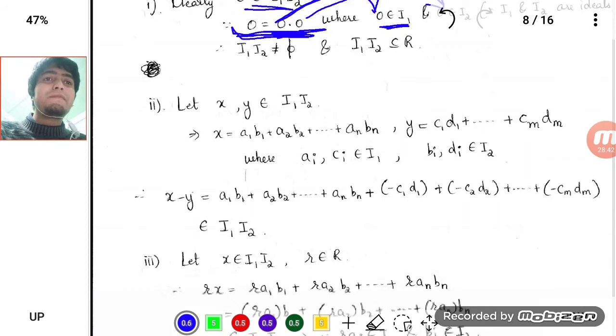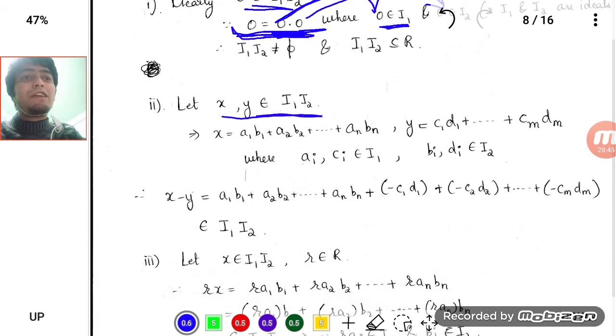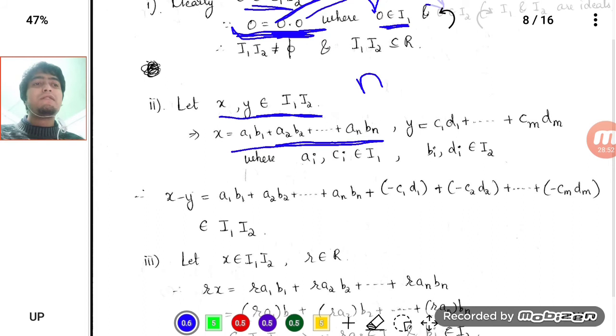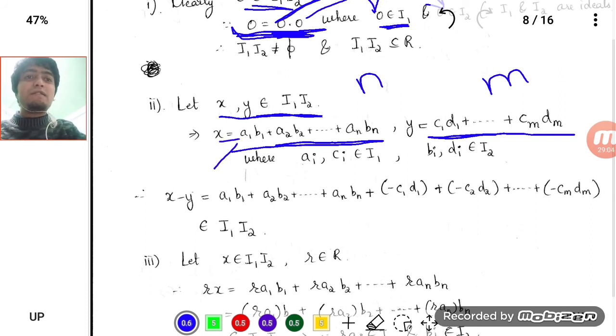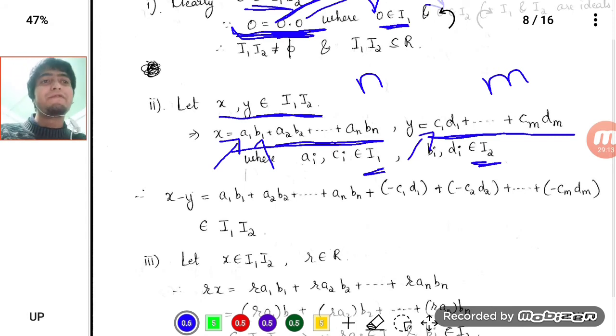Okay, number 2. Let x and y belong to I1, I2. So x can be expressed in this way. It ends in n steps. And y can also be expressed in that way, and it ends in m steps. You have to be careful. The first element should be from I1. The second element should be from I2. Similarly, over here, the first element should be from I1. The second element should be from I2.